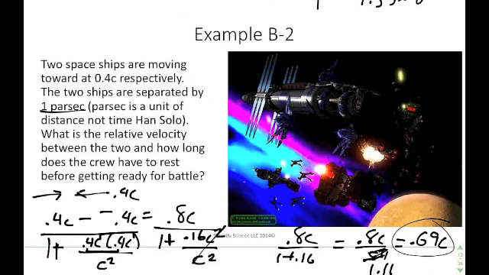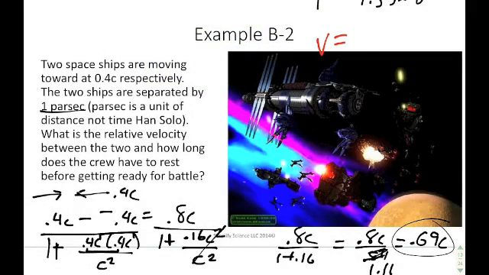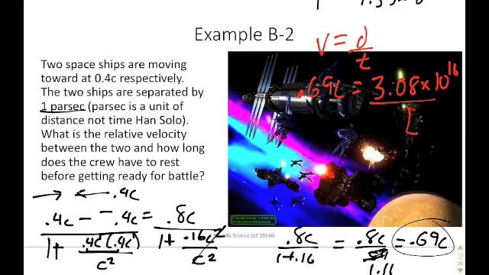So the last step for this particular question is we want to know velocity equals displacement over time, and we want to know how long we have to wait. So we have 0.69 c as our velocity, and the displacement is 1 parsec, and 1 parsec is 3.08 times 10 to the 16th meters. It's a unit of astronomical distance, and we divide by time. And so now we can solve for the time.